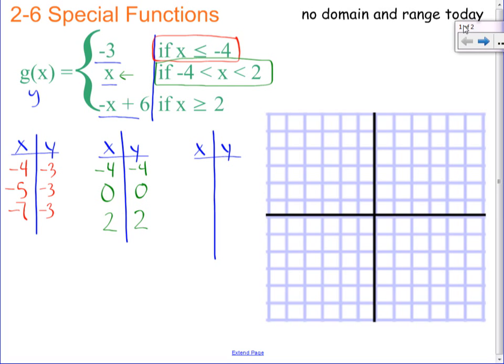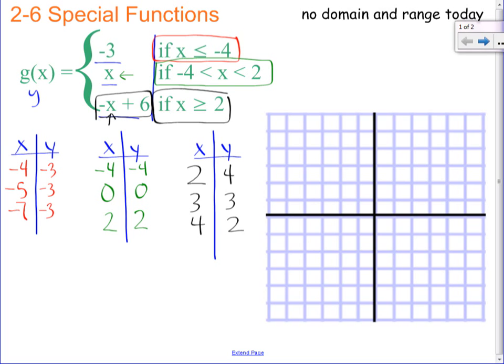Okay, so let's do this one. X greater than or equal to 2. Let's use a different color. Okay, so what other numbers could we use? 3. 7. We'll use 2, 3, 4. Okay, now again, we're putting these x values into this equation right here. So if we put a 2 right here, what does it simplify to be? Which is 4. Okay, if we put a 3 right there, what do we get? And put a 4 there, we get a 2.